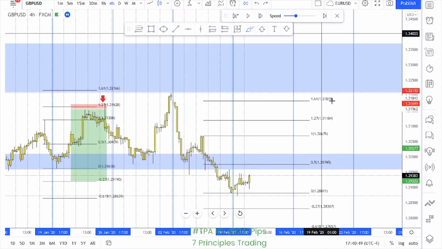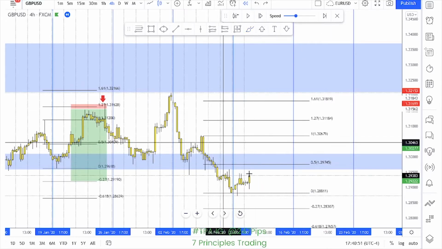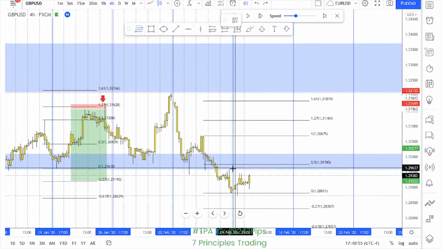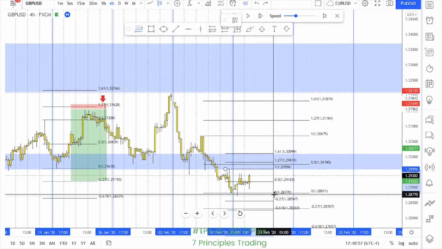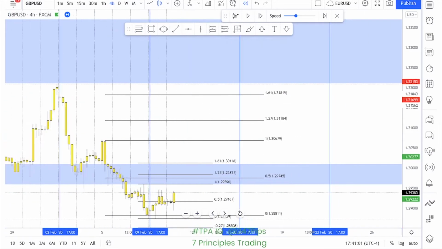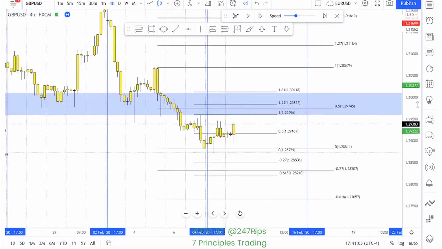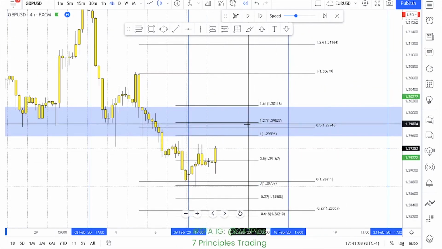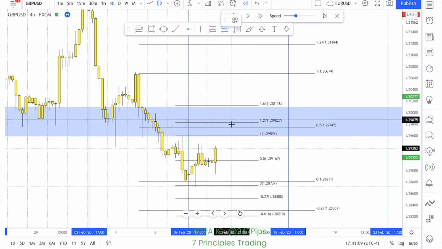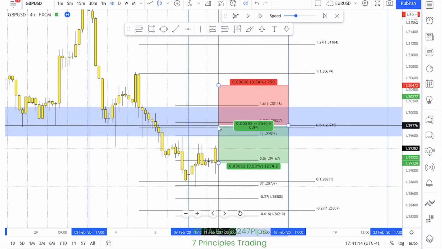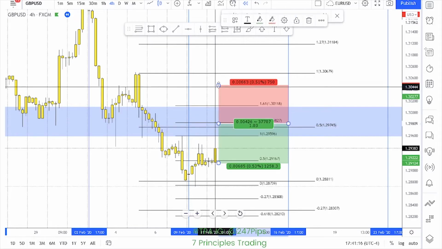Let's go back. I'm going to keep this projection in just in case we end up going to that area and we have to take an entry. Let's monitor the high to the low and measure it. Let's zoom in just a bit. Okay, so we have a 127 level just right here. We're above the 50, so it's pretty relevant. It's pretty recent, pretty close.